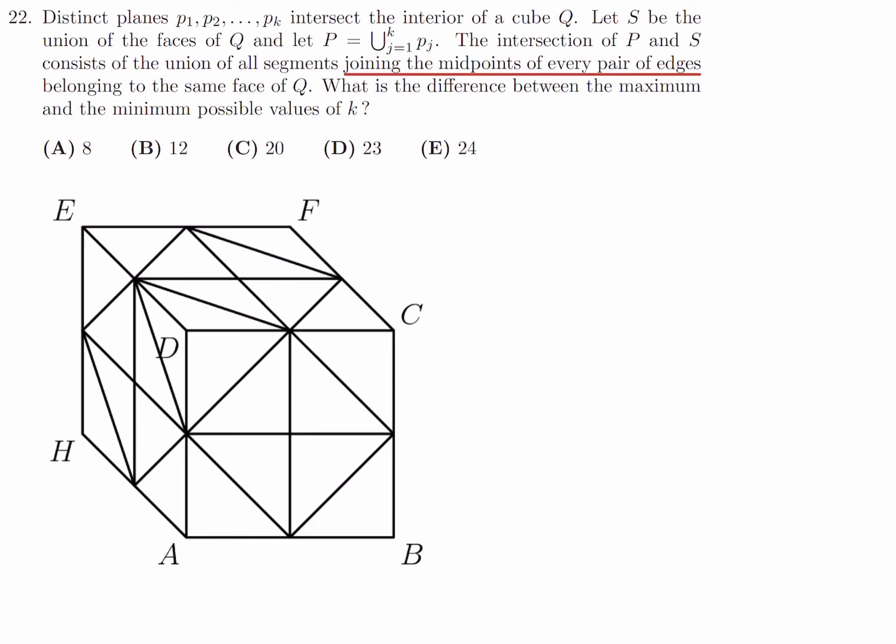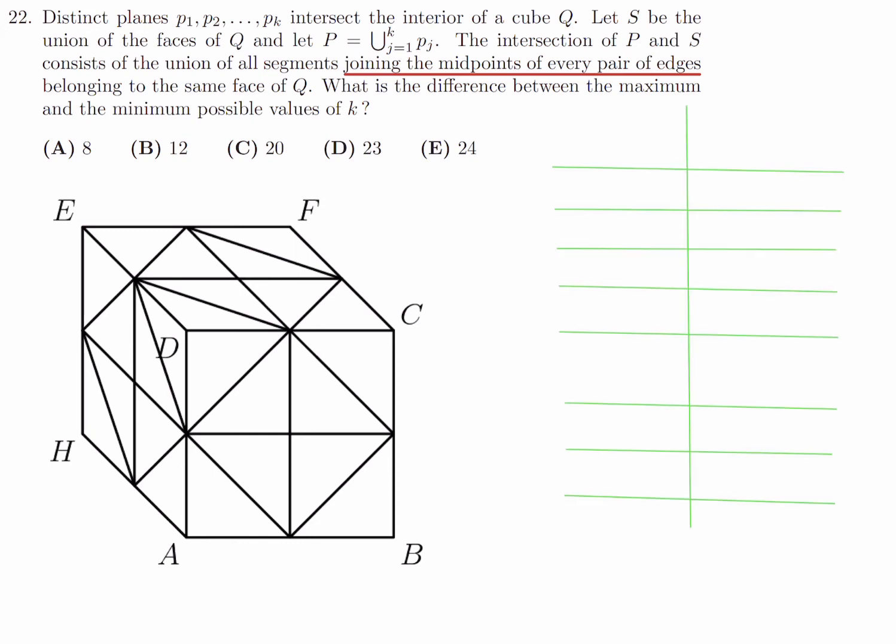And we're going to make a little table here. So what I'm going to put in this first column is the number of diagonals that the plane cuts. The number of diagonals cut by plane. And here, the number of such planes.